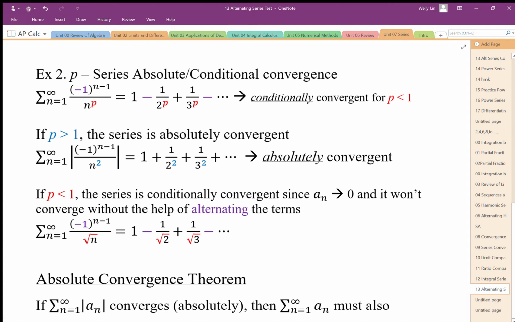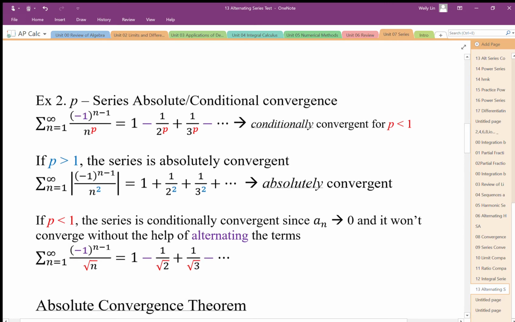An example would be the alternating harmonic series. It's conditionally convergent, meaning that if we make all the terms positive, it is a divergent series. The 1 over n series is divergent. However, it is conditionally convergent because if we alternate the harmonic series, we get a converging series. This is a case for all p-series with p less than or equal to 1.